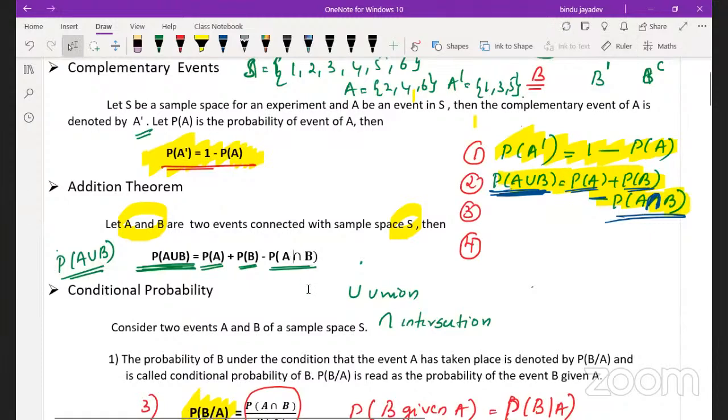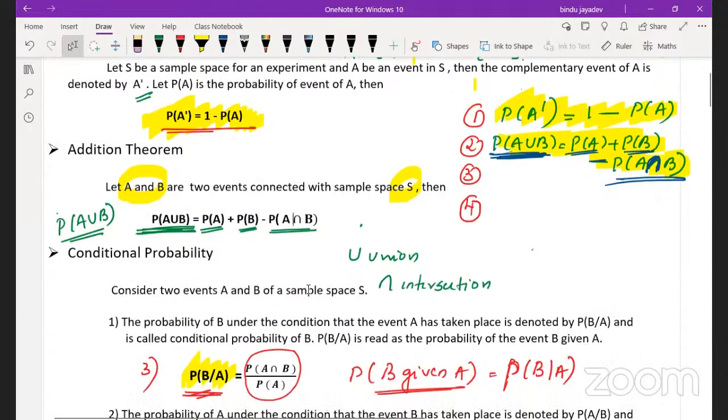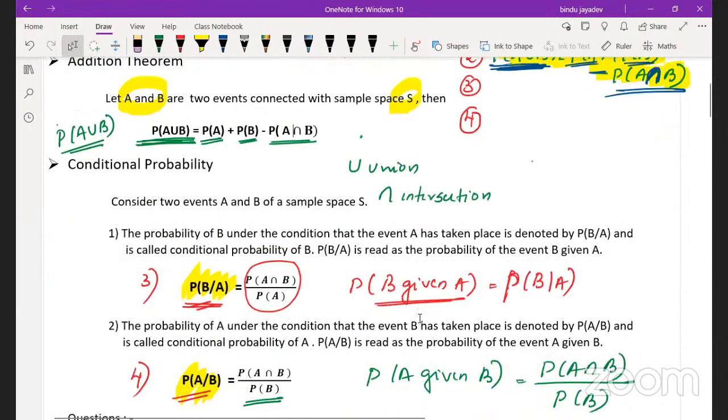Now the conditional probability, the probability of B divided by A. Normally we write a division, but we never read it as divided by. We read it as B given A. Probability of B given A means probability of B under the condition that the event A has taken place. The formula is probability of A intersection B divided by probability of A.